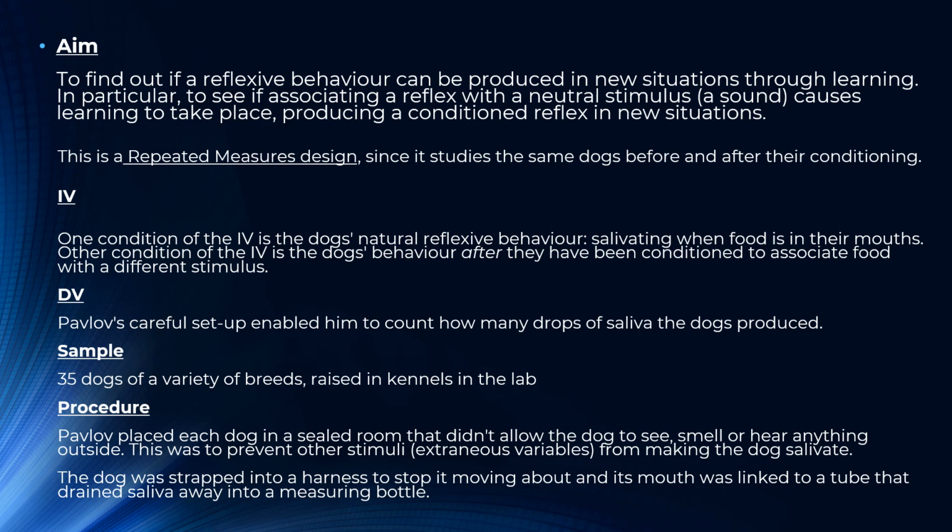So the IV for Pavlov is the natural reflexive behaviour, salivating when food is in their mouth. The other condition of that test is after they've been conditioned. So have they associated the food with a different or previously neutral stimulus? So it is a case of the impact on salivation of an unconditioned stimulus compared to a conditioned stimulus, a previously neutral stimulus. The dependent variable was whether they salivated.